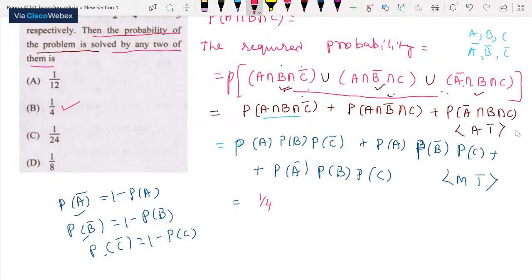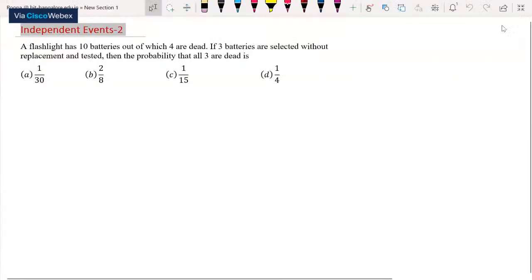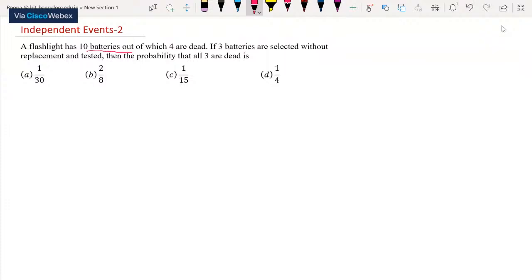Now I move to the next problem. This second problem is actually very easy. A flashlight has 10 batteries, out of which 4 are dead. If 3 batteries are selected without replacement and tested, then what is the probability that all 3 are dead?